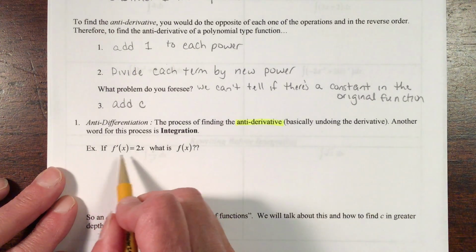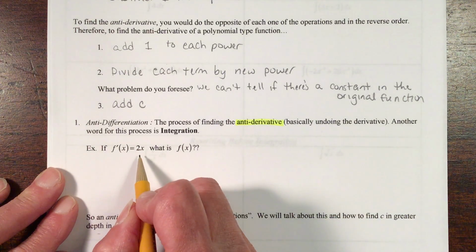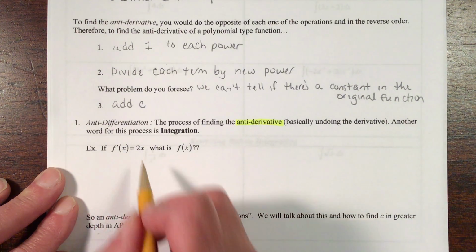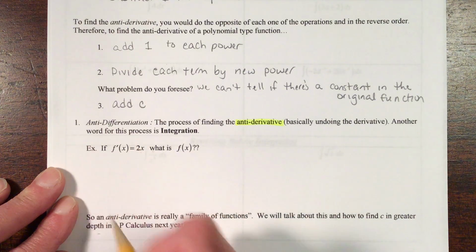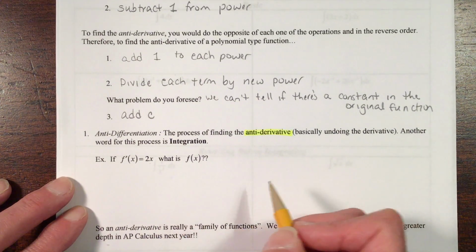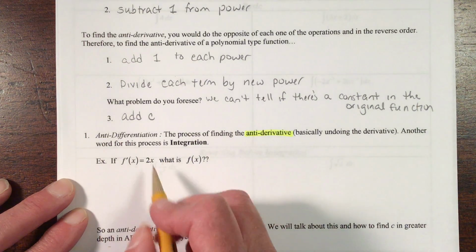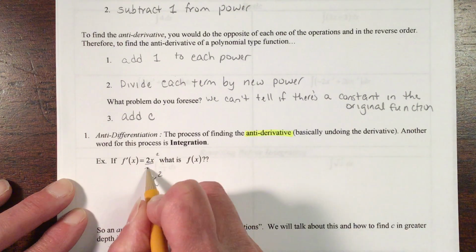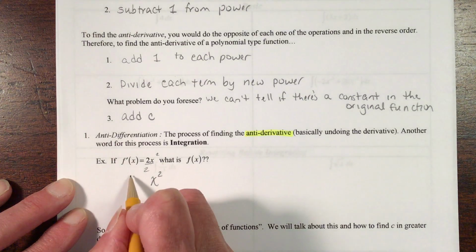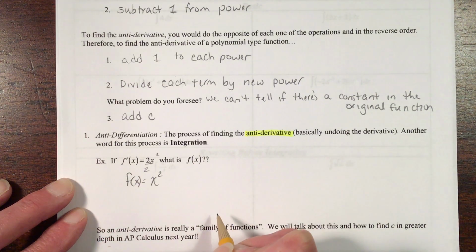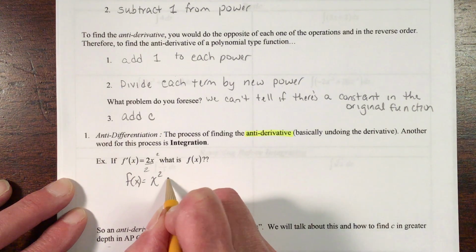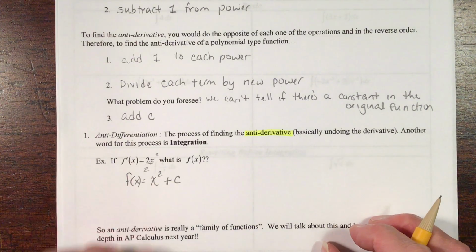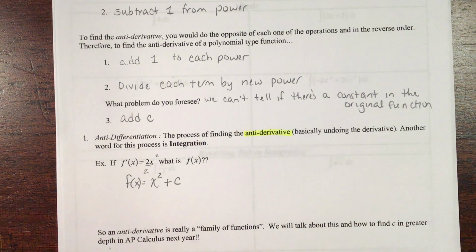So I know this sounds silly, but we're going to do the reverse order of the first example we did. So if f prime of x equals 2x, what is f of x? So this is a derivative. We want to go backwards to the original function. Using our rule, we're going to add 1. So if the power was 1 to begin with, it's going to be x squared. And if we divide by 2, we just wind up with x squared. So our original function is x squared, but we have to remember to account for there possibly being a constant in the original function. Okay, so what does this mean to us?